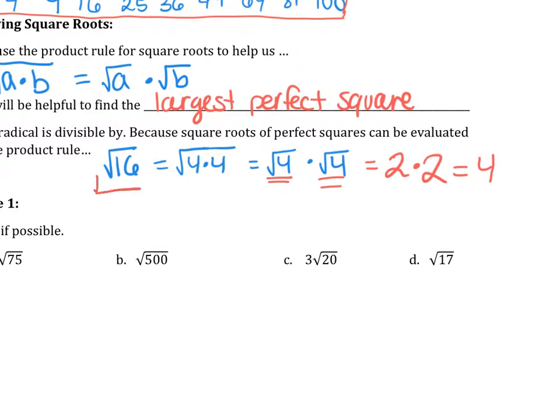So the square root of 16 with that square root symbol is equal to 4 with no square root. So that is helpful in simplifying. The goal is to have the smallest number we can in that square root and then evaluate anything that we can.